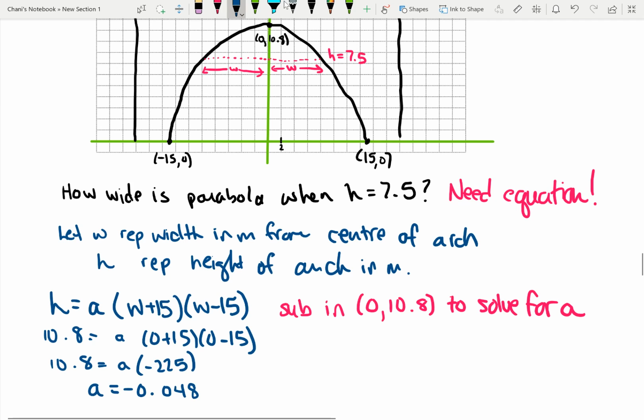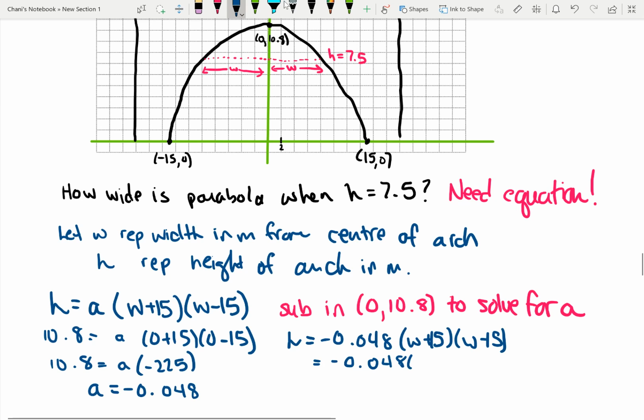Okay, and don't round to negative 0.05. You would get too much inaccuracy with that. So then we get that our equation is H equals negative 0.048 (W plus 15)(W minus 15). Okay, so in order to solve this, we will actually need this in standard form.